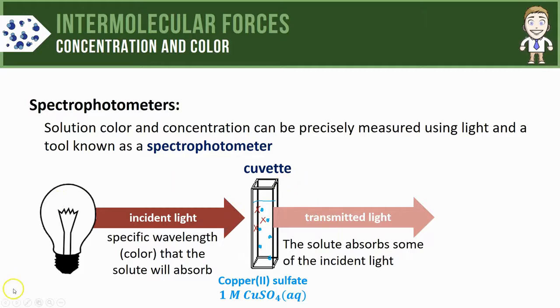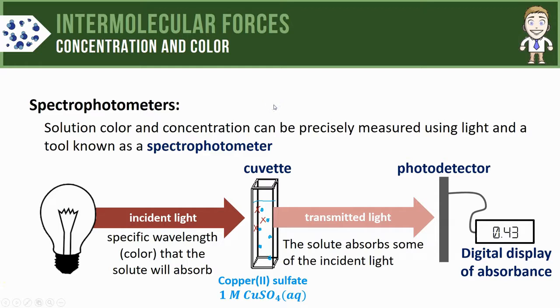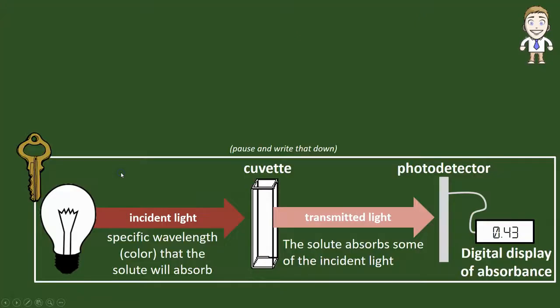Lastly, the spectrophotometer uses a photodetector to measure the amount of light that's been transmitted and feeds this to a digital display and a numerical quantity that tells me how much light was absorbed by the solution in a quantity called absorbance. Here we get a value of 0.43 for a 1M copper sulfate solution. It's a good idea to take some time and write down a few notes about how spectrophotometers work.